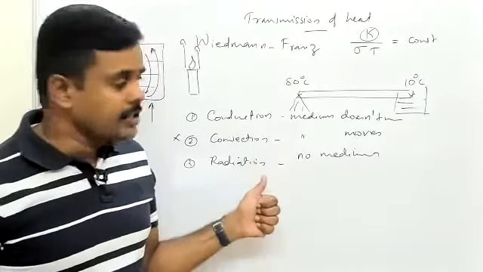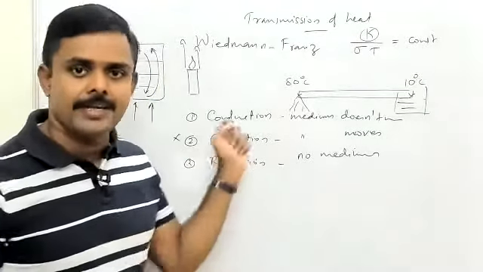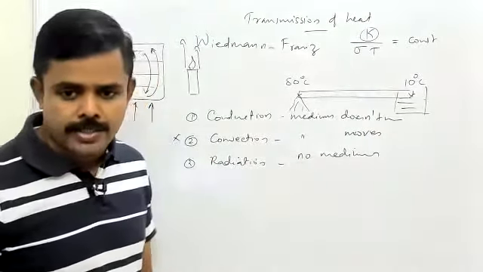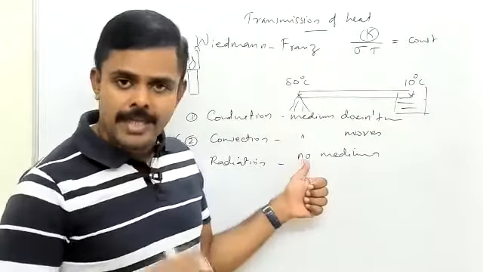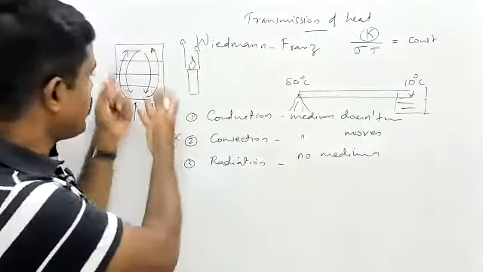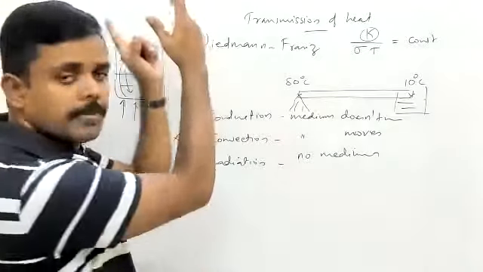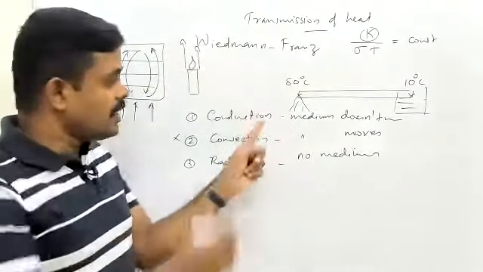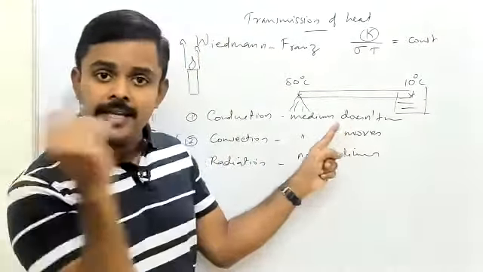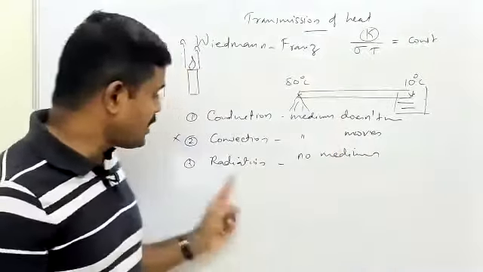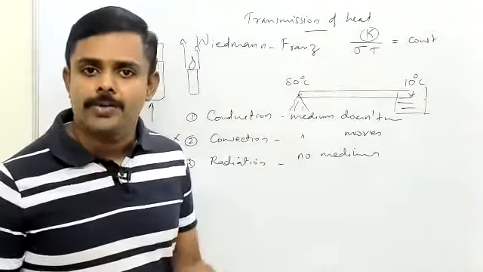Conduction. In conduction, there is no transport of medium. The medium doesn't get transported from one location to another. In convection, the medium moves. Look at this, heated up water goes up, right? Or heated up air goes up, right? So the medium is moving. Here the medium is not moving. Only heat energy is transported. And then in radiation, no medium is required at all.